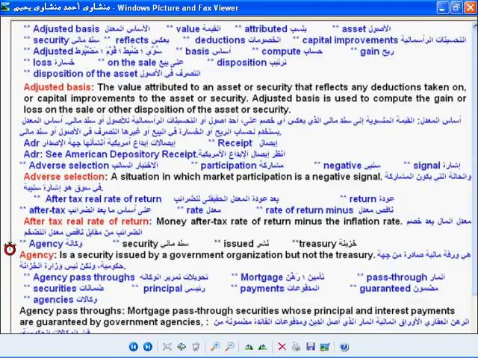Agency is a security issued by a government organization, but not the Treasury.